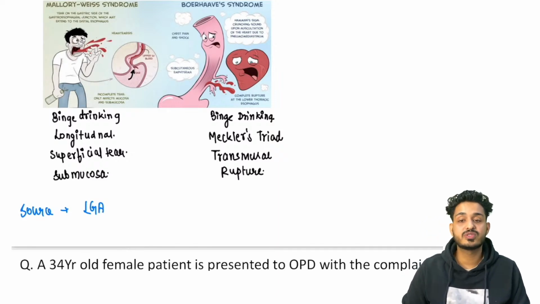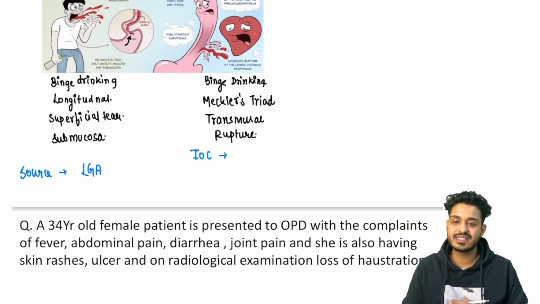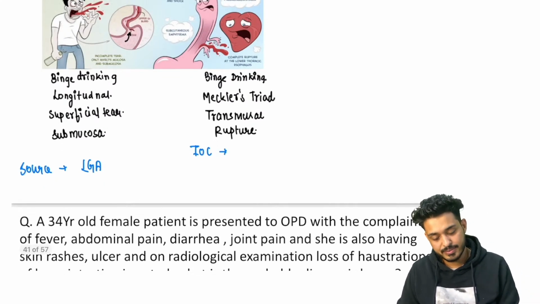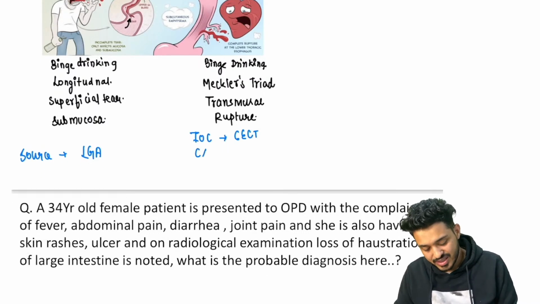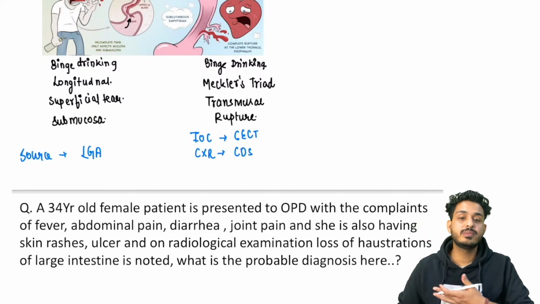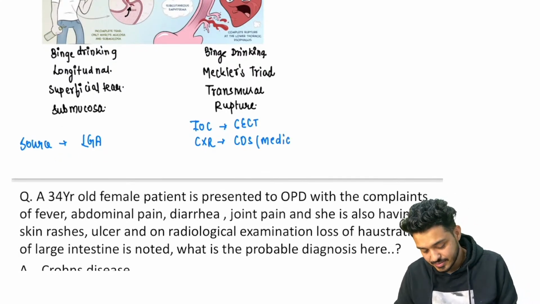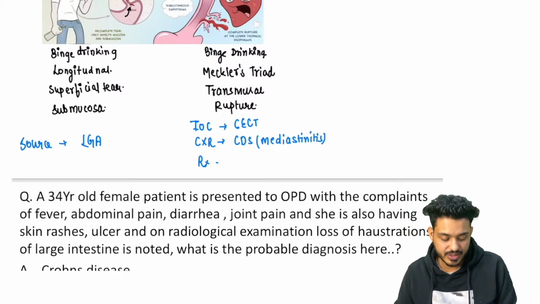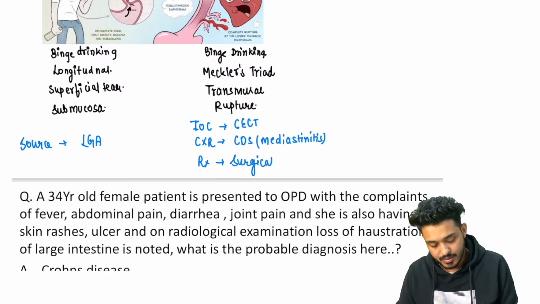Then how are you going to proceed for Boerhaave syndrome? The investigation of choice in this particular case, it is a transmural rupture, so everything will be going out into the mediastinum, right? So you will be doing CECT. On chest x-ray, you will be finding the continuous diaphragm sign. Because of what? Mediastinitis. This sign is happening because of mediastinitis. And how will you be treating this particular situation? For the treatment, you need to do surgical exploration.